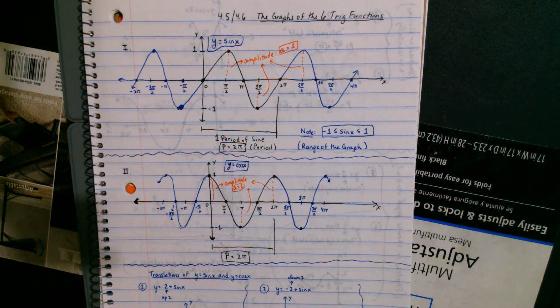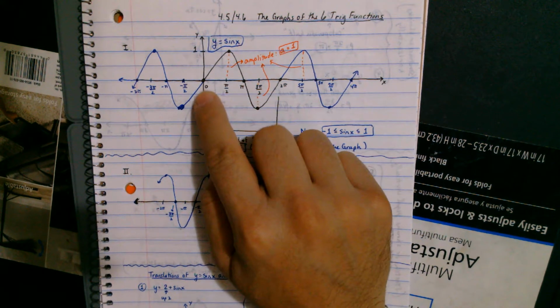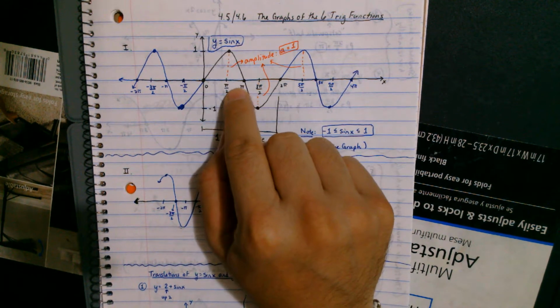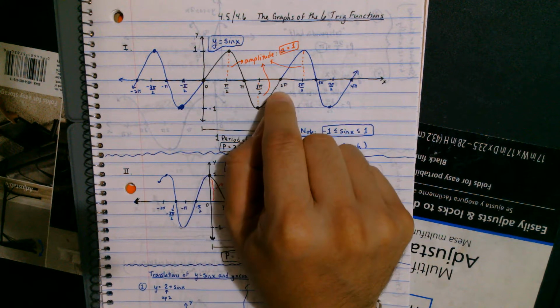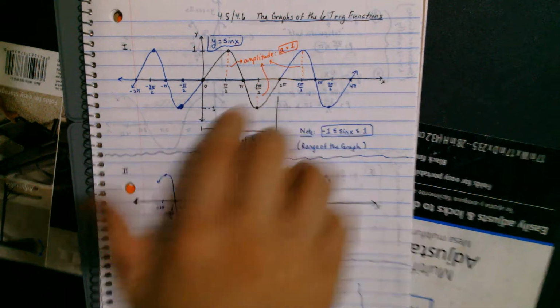Now we go into 4.5 and 4.6. These essentially are the graphs. So if you go around the circle, the sine of 0 is 0. The sine of 90 is 1. The sine of 180 is 0. The sine of 270 is -1. And the sine of 360 is also 0. These points follow essentially the unit circle.